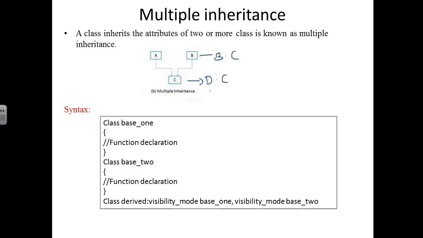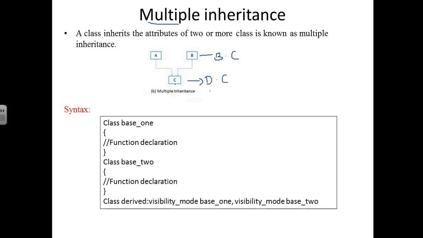right? A class that inherits the attributes of two or more classes is known as multiple inheritance. Just remember, there is another type of inheritance called multi-level inheritance also, so don't get confused. If you see the word multiple, the meaning is multiple base classes. So you have to remember it that way. Multiple inheritance means multiple base classes.